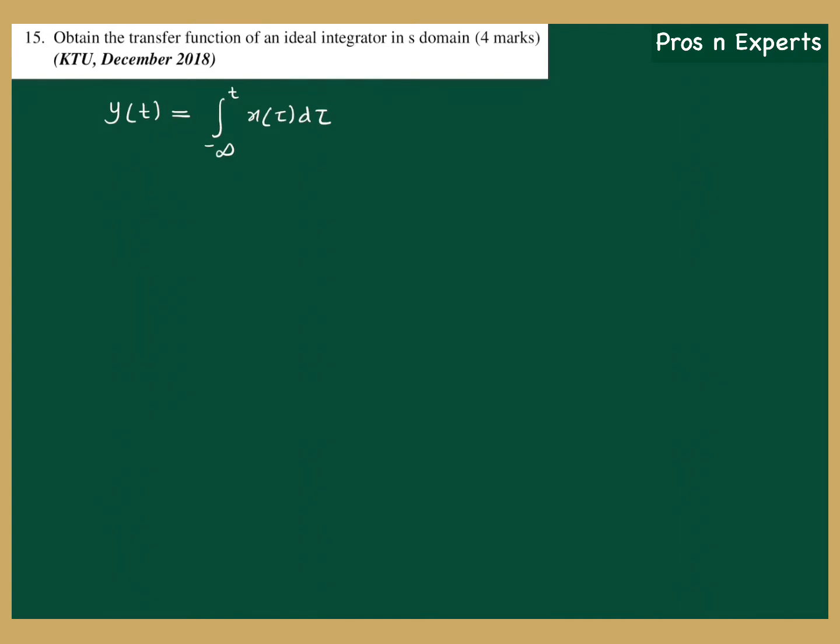Now the question says to obtain the transfer function in S domain. So clearly, take Laplace transform on both sides. So y of s is equal to, what is the Laplace transform of integral minus infinity to t x of tau d tau? Using the property of time integration, it is x of s by s. This is a very important relation.